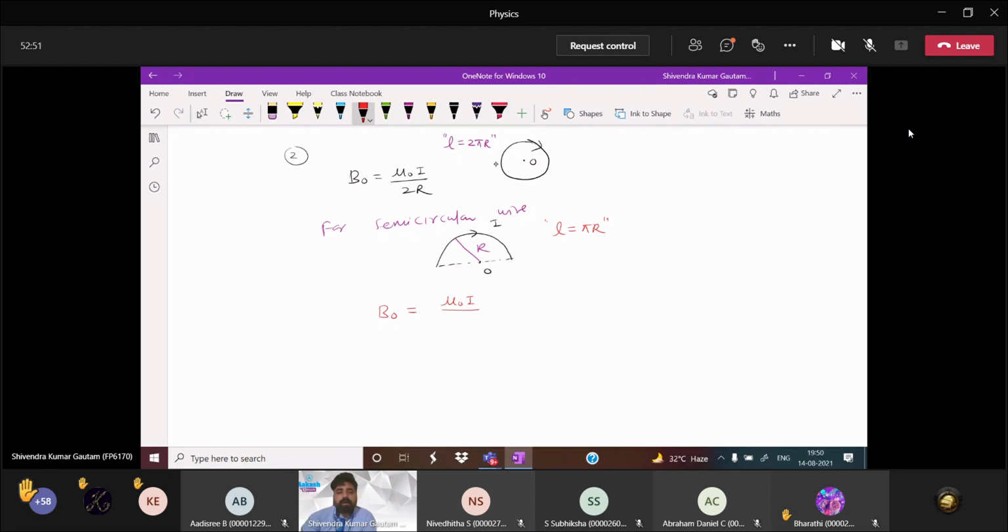So you tell me, for a circular wire we got this magnetic field here. For a semicircular wire, what magnetic field will we get? Mu naught I divided by 4R. Just half of this. Why half of this?